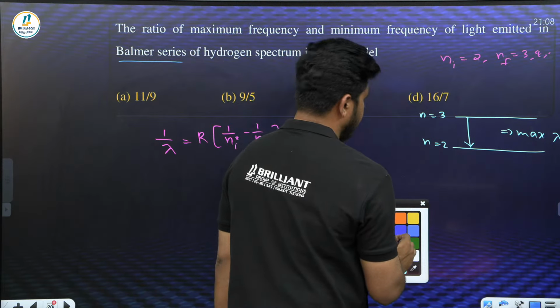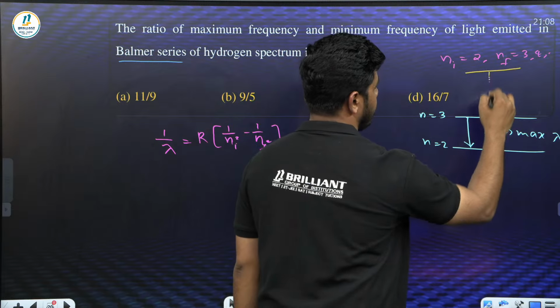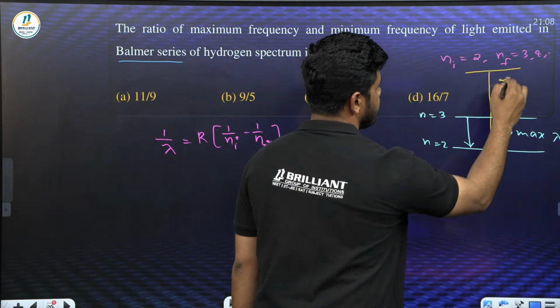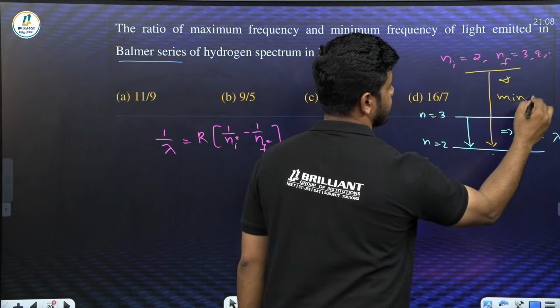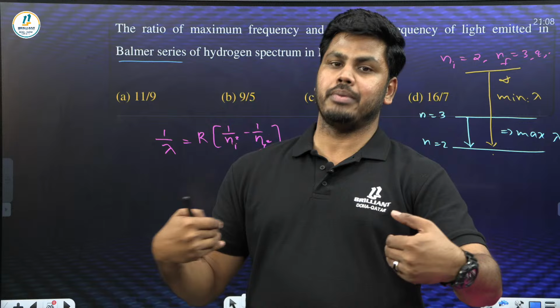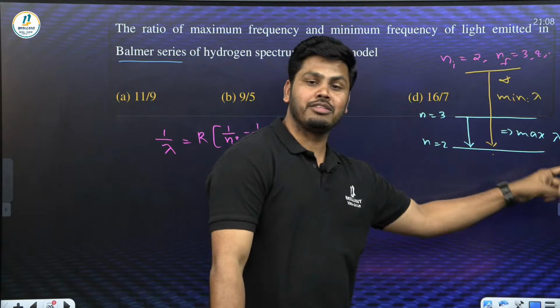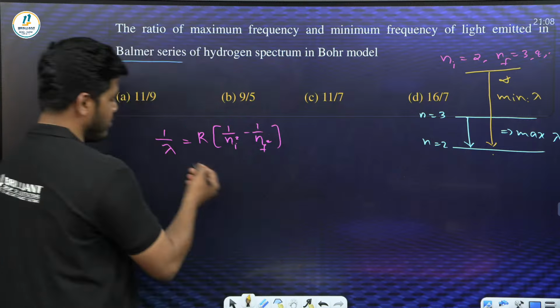Minimum wavelength is actually maximum frequency. Maximum frequency is when it is coming from infinity to n is equal to 2. So this will give you minimum wavelength. Don't be confused. Minimum wavelength is for maximum frequency, maximum energy, and maximum wavelength is for minimum energy or minimum frequency. Yes. So let us move on to the math.